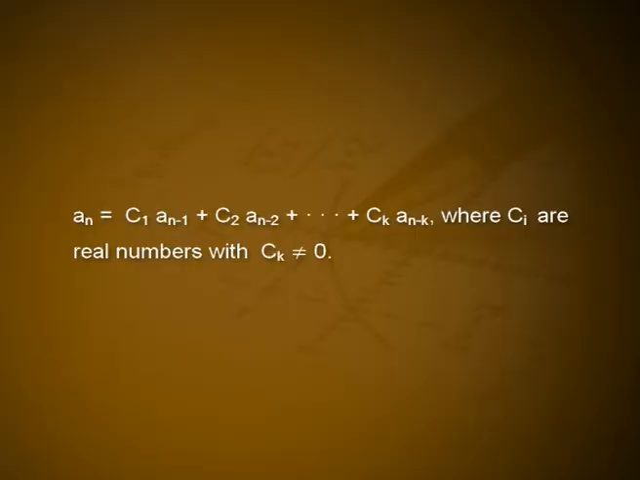Otherwise, it is called non-homogeneous. The coefficients Ci may depend on n, but here we will assume that they are constant unless otherwise stated. Note, a general form of a linear homogeneous recurrence relation of degree k with constant coefficients is of the form an is equal to C1 into an minus 1 plus C2 into an minus 2 plus etc. plus Ck into an minus k, where Ci are real numbers with Ck not equal to 0.